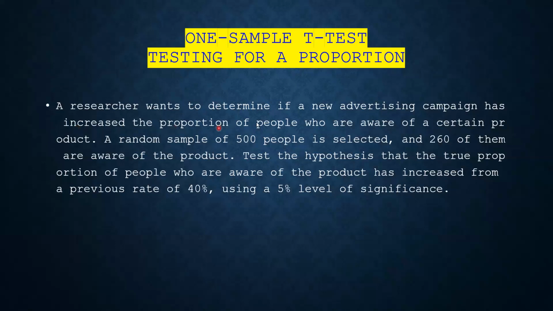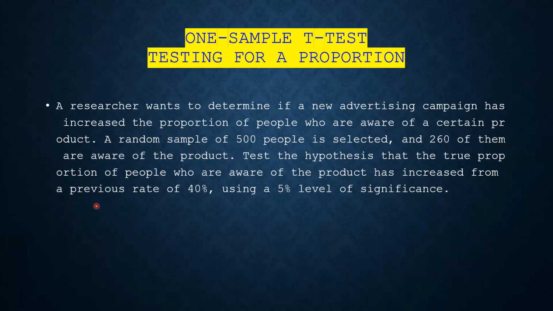Says a researcher wants to determine if a new advertising campaign has increased the proportion of people who are aware of a certain product. So we do a random sample of 500 people, 260 of them are aware of the product. We want to test the hypothesis that the true proportion of people who are aware of the product has increased from a previous rate of 40% using the 5% significance level.